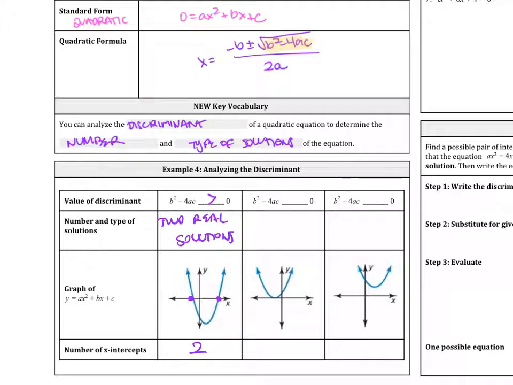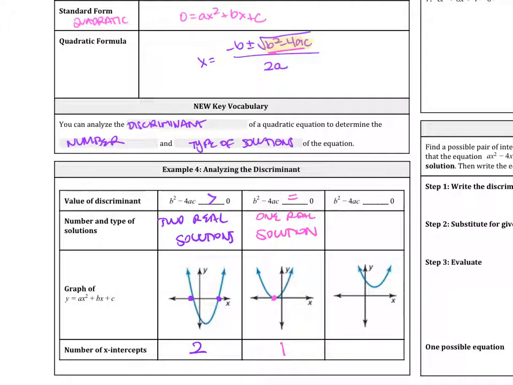Then for the next one, let's look at when the discriminant equals 0. If that equals 0 inside the discriminant, that's going to be plus or minus 0, and adding or subtracting 0 is nothing. So all we're looking at is negative b over 2a. So this becomes 1 real solution. And notice that it hits the x-axis at exactly 1 spot. The vertex is on the x-axis there.